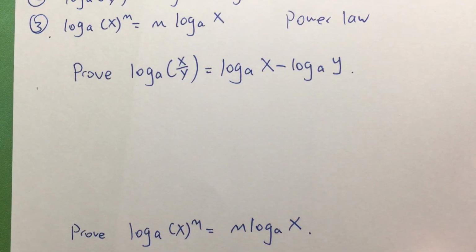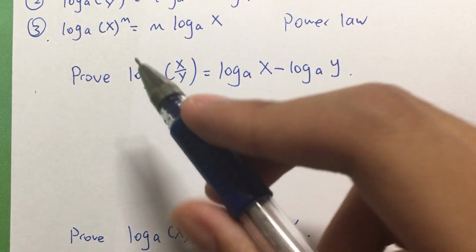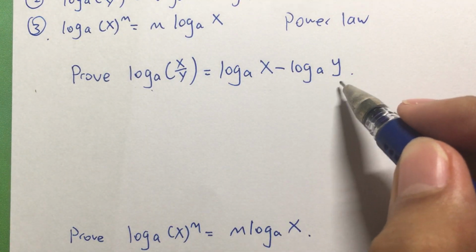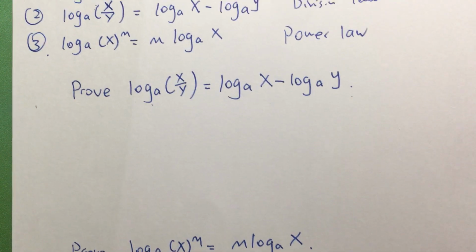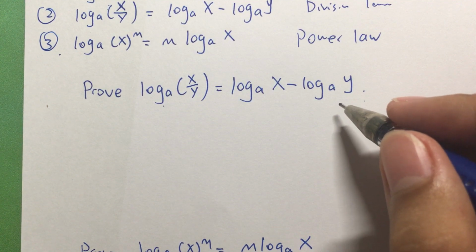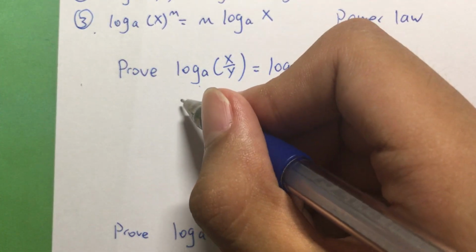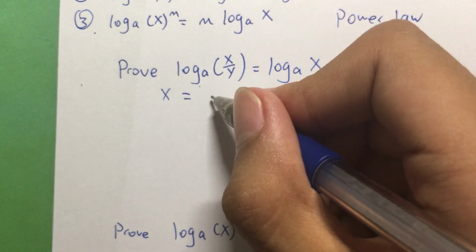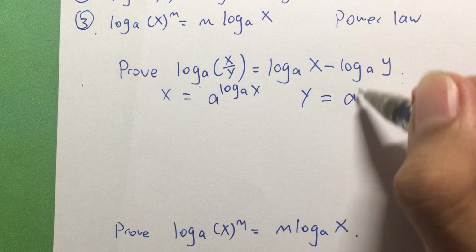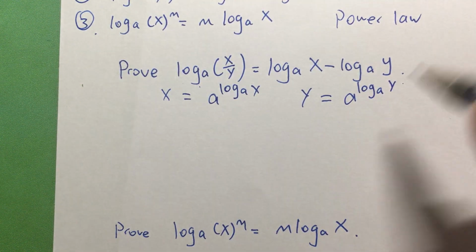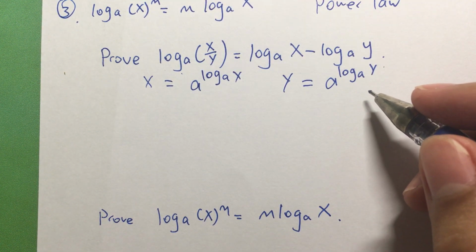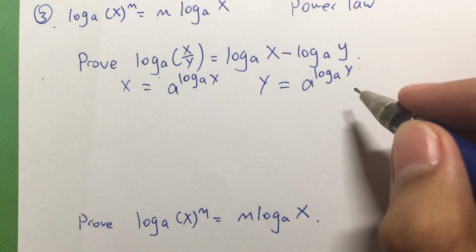Well, firstly, let's prove the division law. So log_a(x/y) equals log_a x minus log_a y. We use the same method as yesterday, which is we change x into a to the power of log_a x and y into a to the power of log_a y, which is the lemma I did yesterday. If you are not familiar with these two, you can go back to yesterday's video and check again.